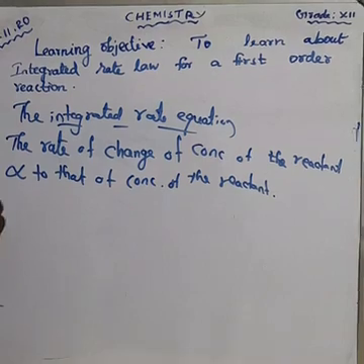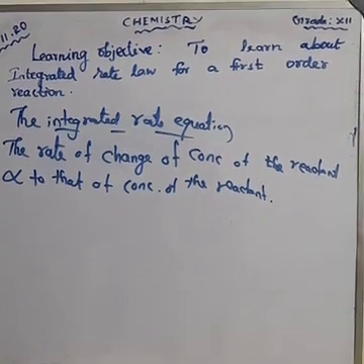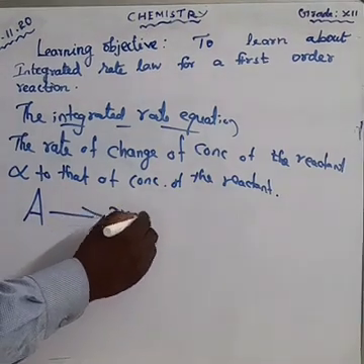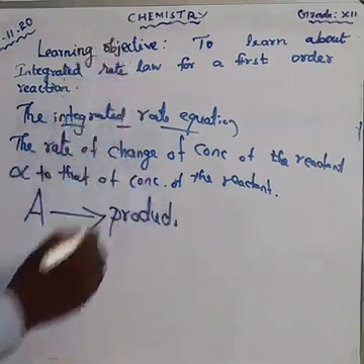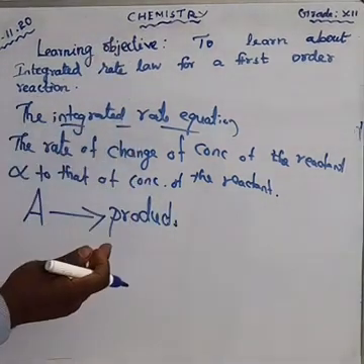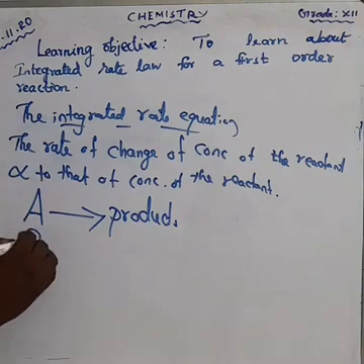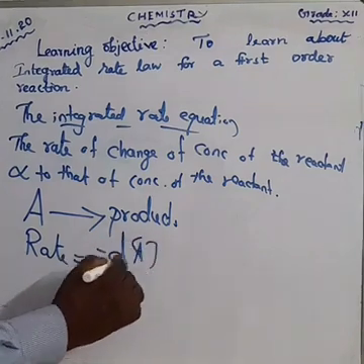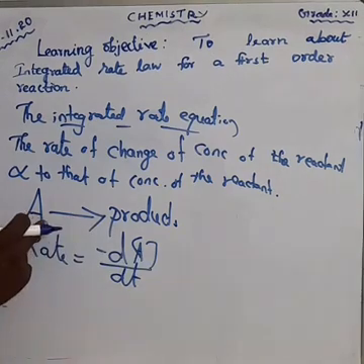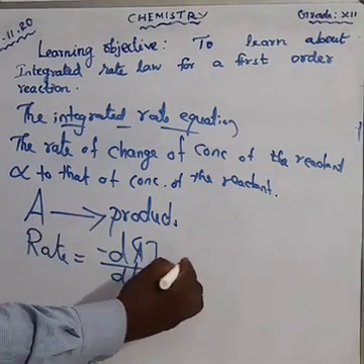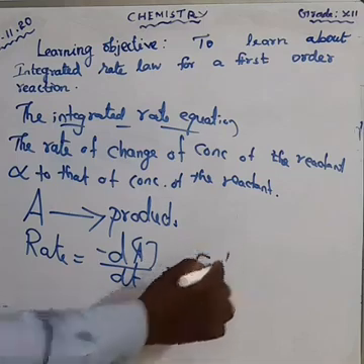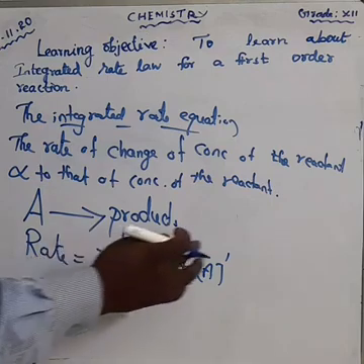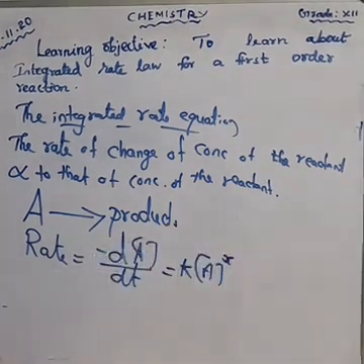For example, we can consider A gives products. The rate law is: rate is equal to minus dA by dt, that is equal to k into A power 1, otherwise taken as x. That is A power x.